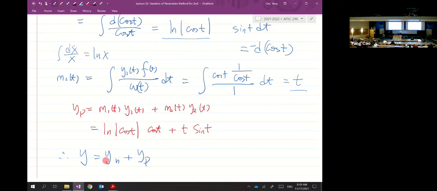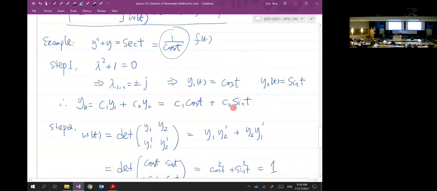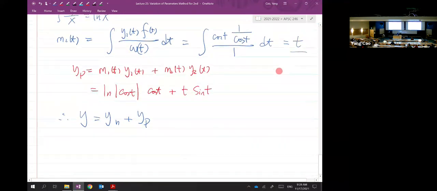If the question also gave you some initial conditions, then you need to apply them to solve for the constants C1 and C2. C1 and C2 are constants unknown yet, but if there is an initial condition, for example, y of 0 equal to something and y prime of 0 equal to something, then you use these two initial conditions to solve for C1 and C2. Otherwise, just leave it as it is.